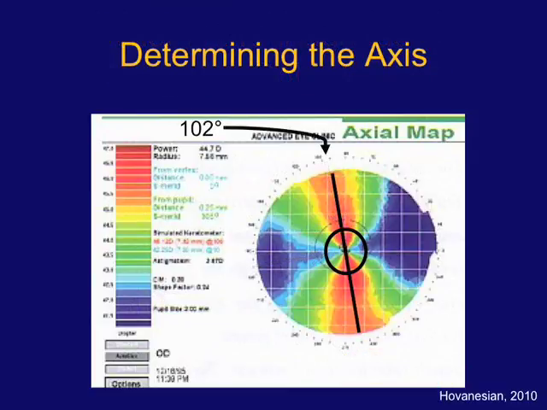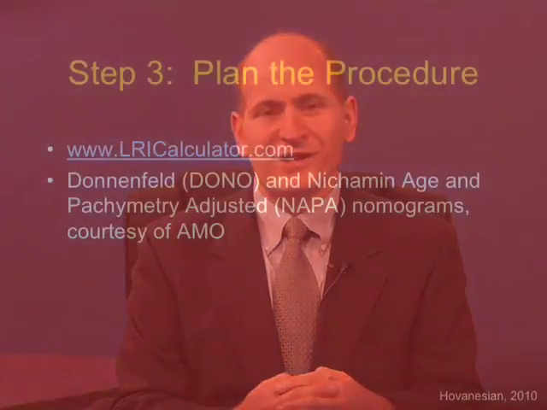To determine the axis of astigmatism, draw a line or just lay a ruler on the color map and run it along the steepest meridian of the map. This will point toward the axis that you should target. In this case, it's 102 degrees. So our astigmatism in this case is 2.4 diopters, steep at 102. That's a fairly high amount of astigmatism for an LRI, so let's plan the procedure.